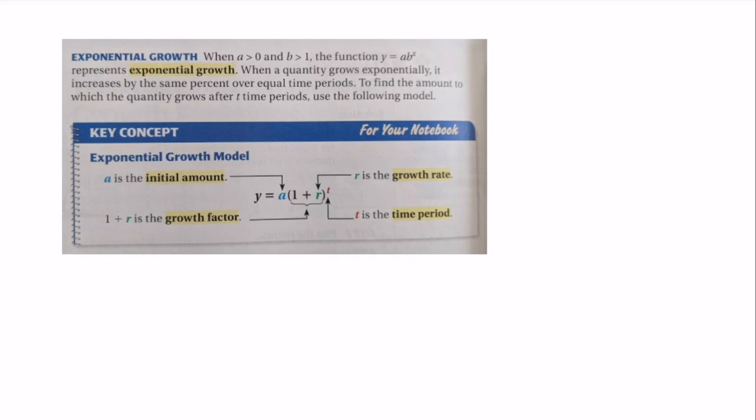So exponential growth, we saw this function yesterday, y equals a times b to the x, and that's our basic function for exponential growth. Remember, linear models was y equals mx plus b, and now everything's y equals a times b to the x. And what that shows is when a quantity grows exponentially, it increases by the same percent over equal time periods. And to find the amount to which the quantity grows after t time periods, whether it's a year or 2 years or whatever, we're going to use this following model.